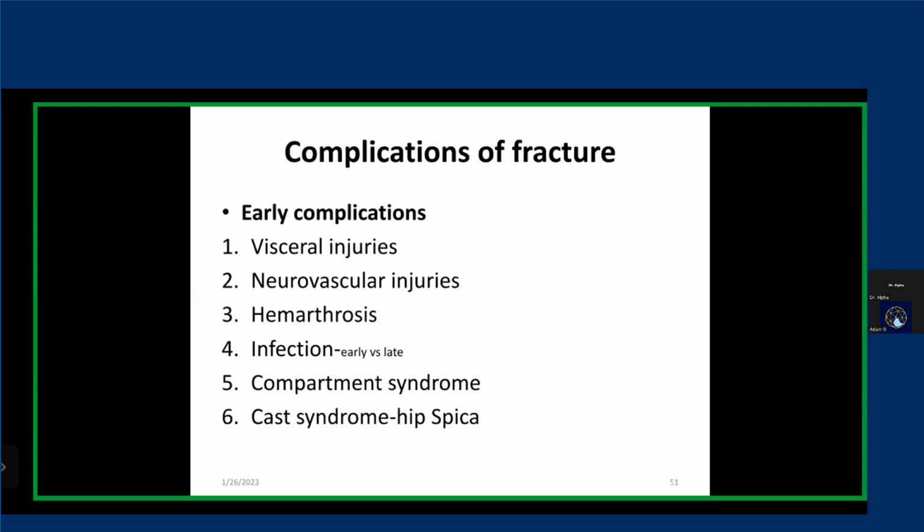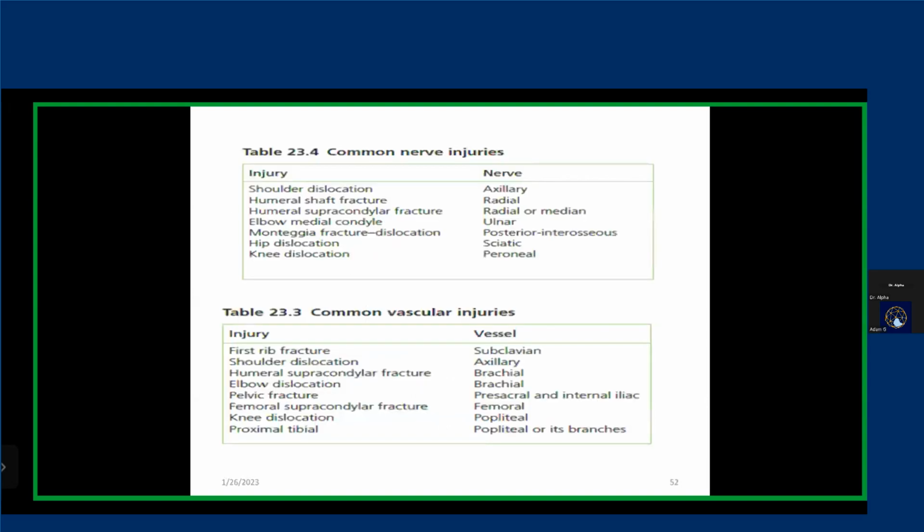Another common complication is compartment syndrome, which is one of the few orthopedic emergencies. If we ever operate after midnight, it's mostly because of compartment syndrome. We rarely do, but the most common cause is compartment syndrome. And another early complication is cast syndrome, and I'll tell you what it is, and I'll show you some images. This is almost a revision of anatomy, just to show you which nerves and which vessels would be affected, so you know what to think of.